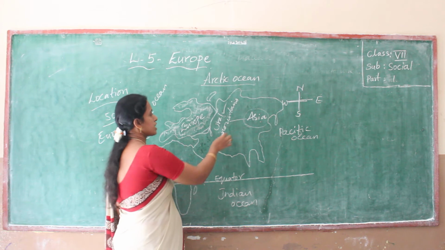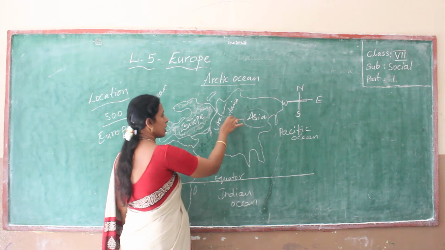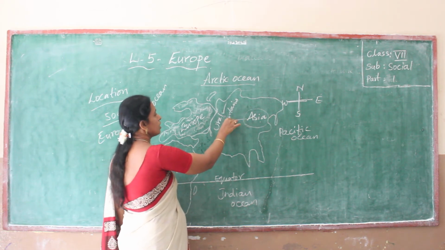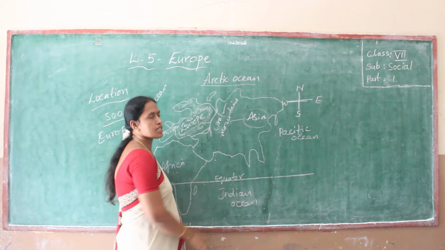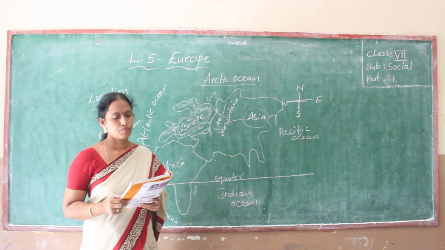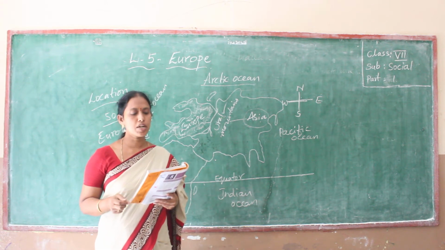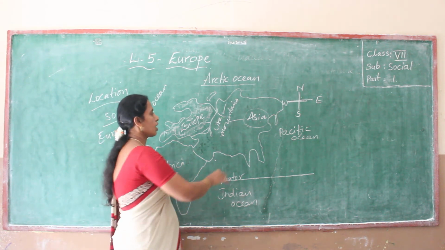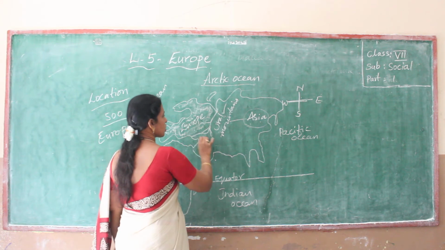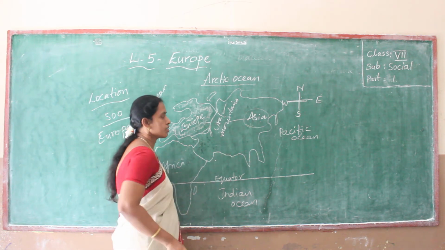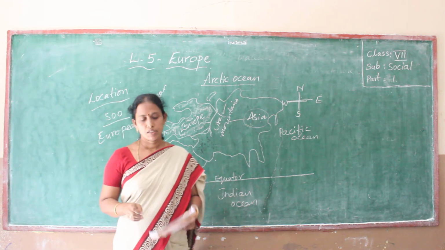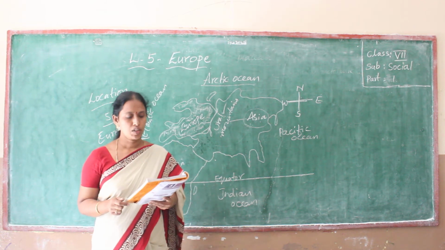Europe is to the west. So Asia is to the east of the Ural mountains, and on the west side, what is there? Europe. Asia and Europe are one continuous landmass. This landmass is therefore called Eurasia. Asia and Europe are on one landmass. That is why it is called Eurasia.